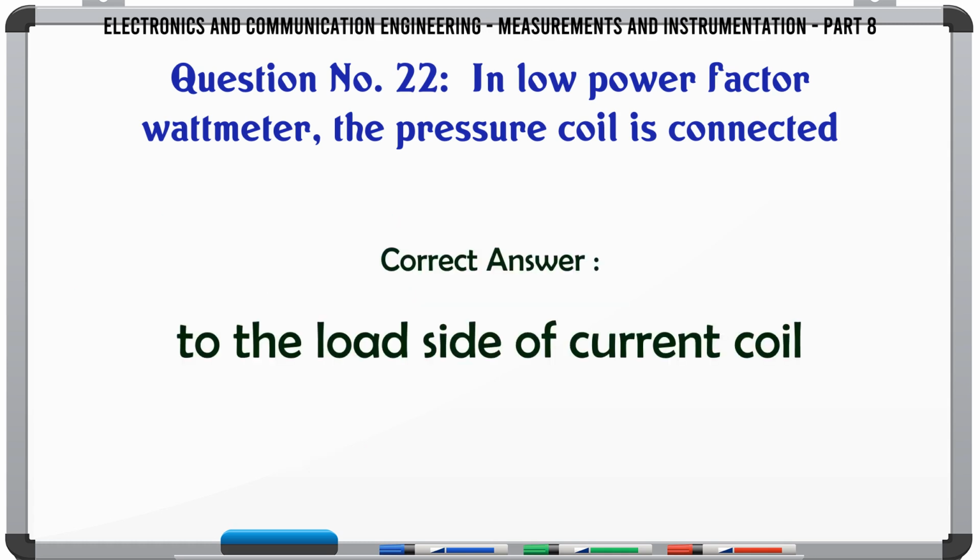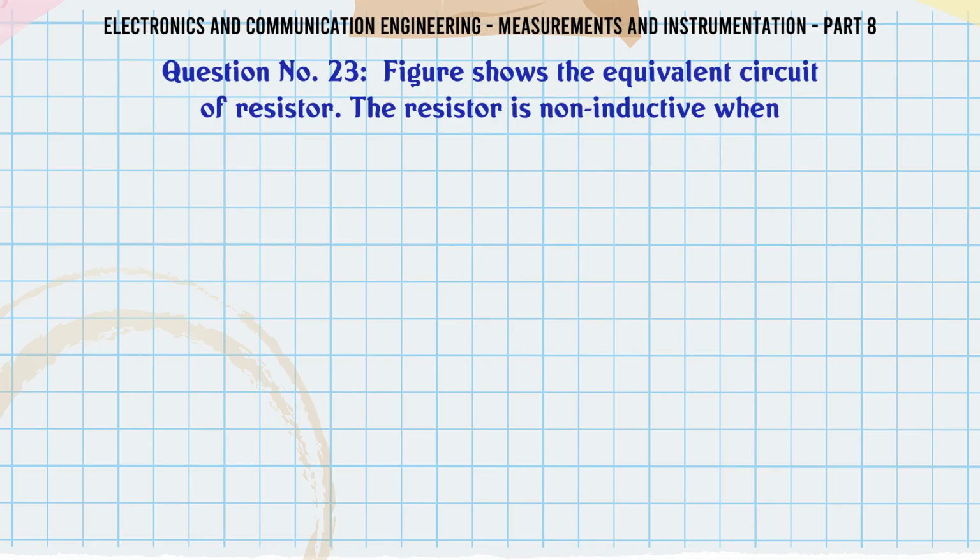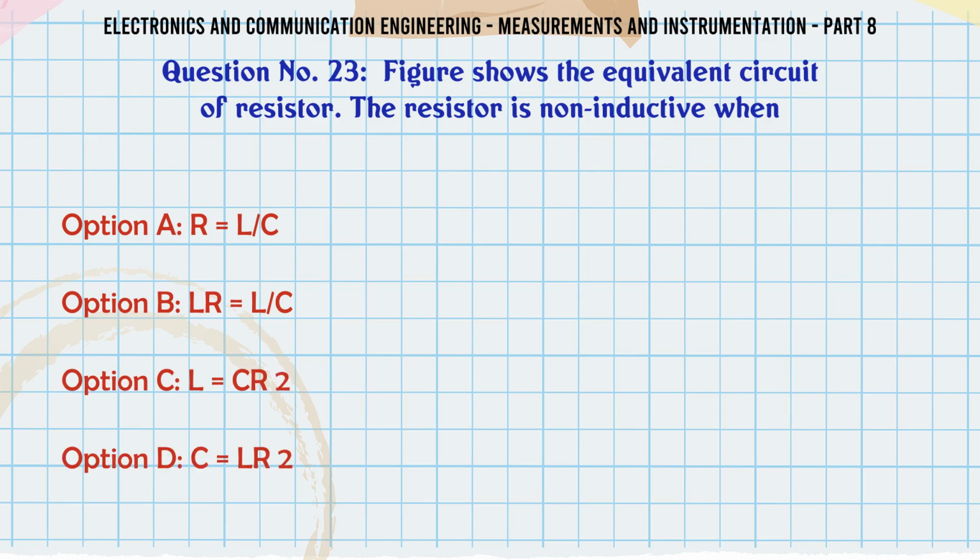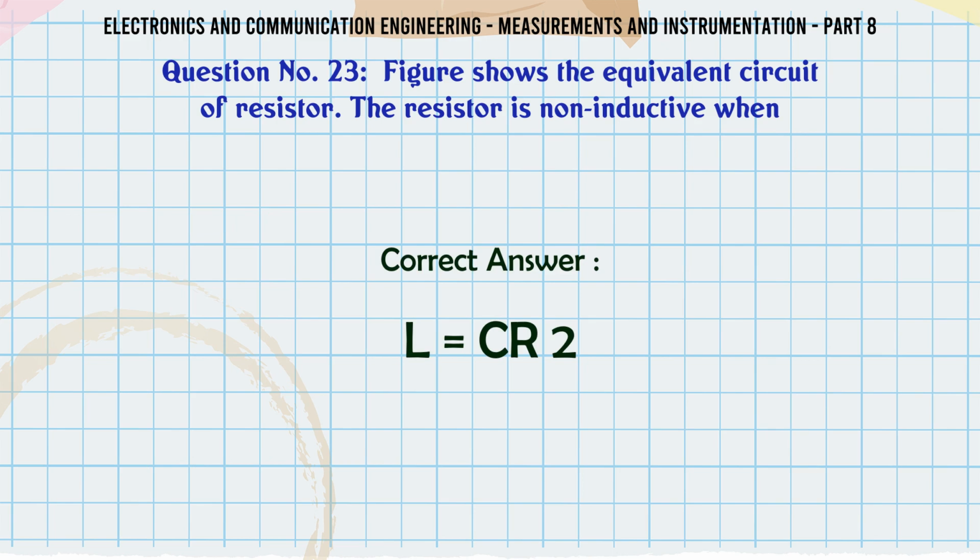The correct answer is to the load side of current coil. Figure shows the equivalent circuit of resistor. The resistor is non-inductive when A: R = LC, B: LR = LC, C: L = CR², D: C = LR². The correct answer is L = CR².